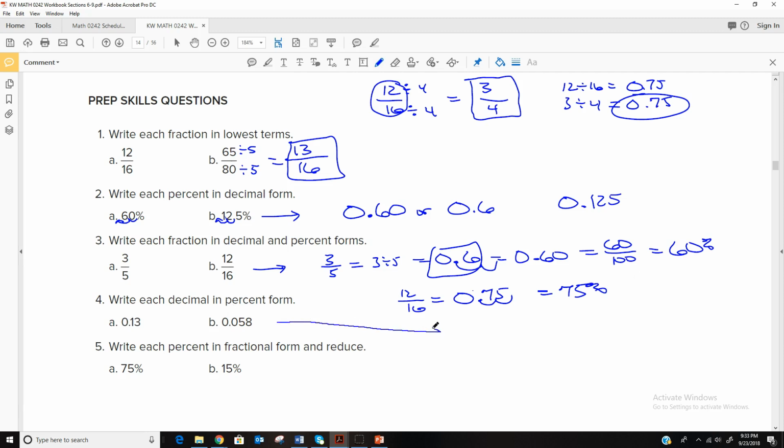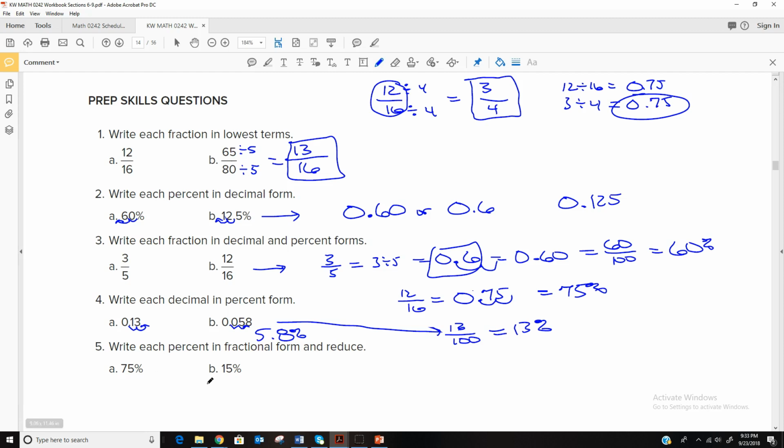These two here, 0.13 is 13/100ths. So I could think of that as 13/100ths like this. And 13/100ths is the same as 13%. Or I could think of it as shifting it 2 to the right. And you get 13% that way too. Here, I think this one it's easier to just think of it as shifting, so we'll shift it 2 right, and you're going to get 5.8%.